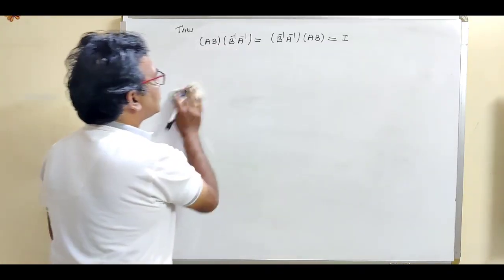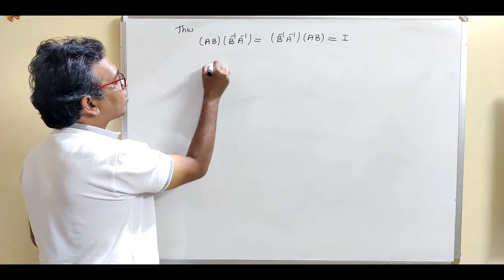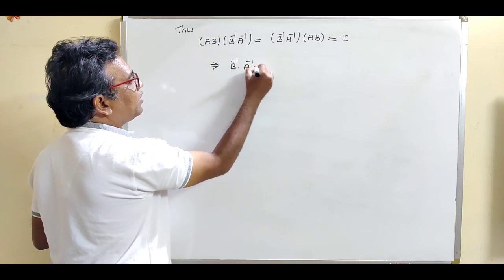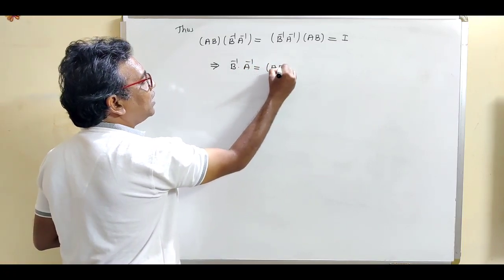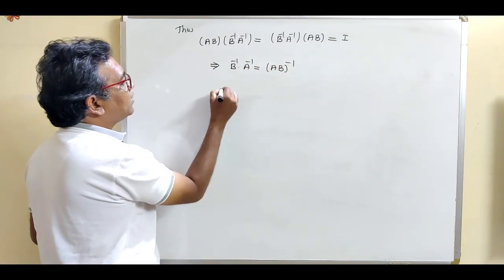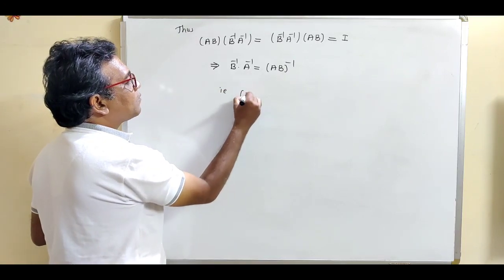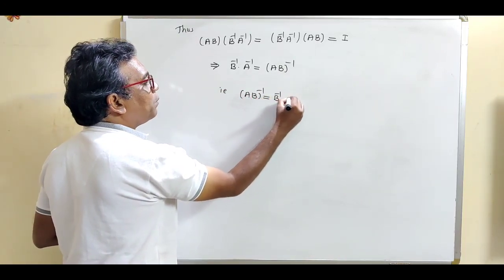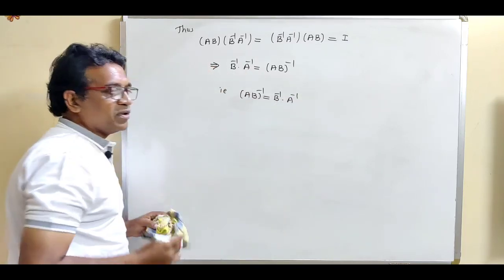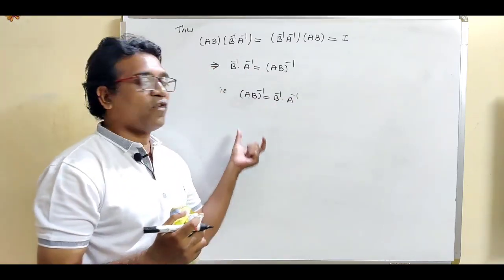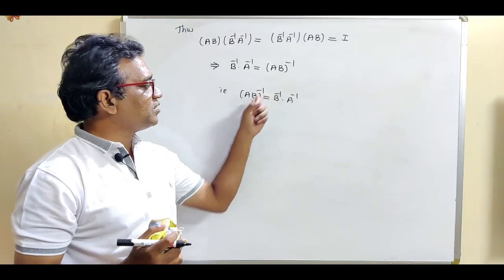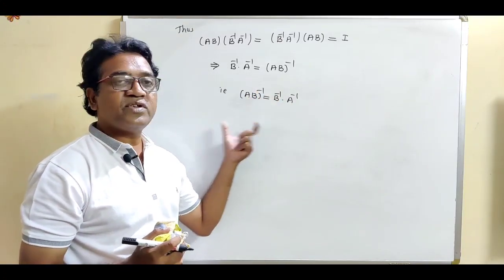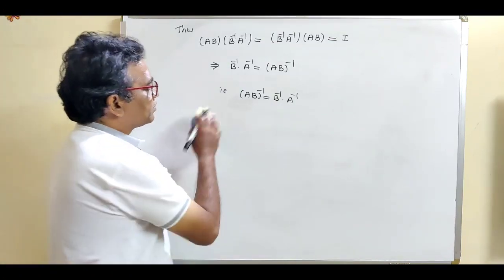So right here, this implies this second element B inverse into A inverse is called the inverse of first element. So write like this, that is, AB inverse is same as B inverse into A inverse. So this is called the reversal law for inverse. AB inverse is given by B inverse into A inverse, that is called the reversal law for inverse.